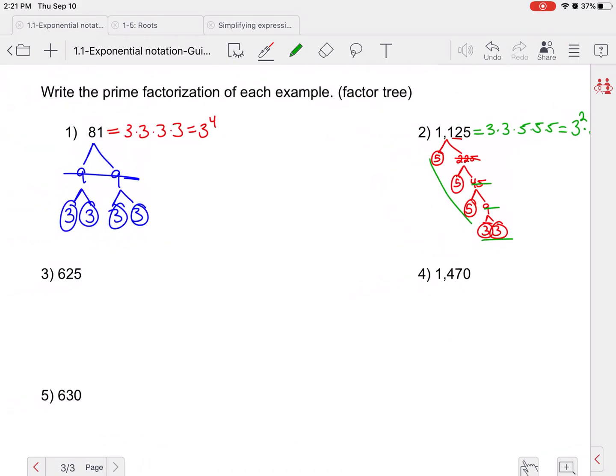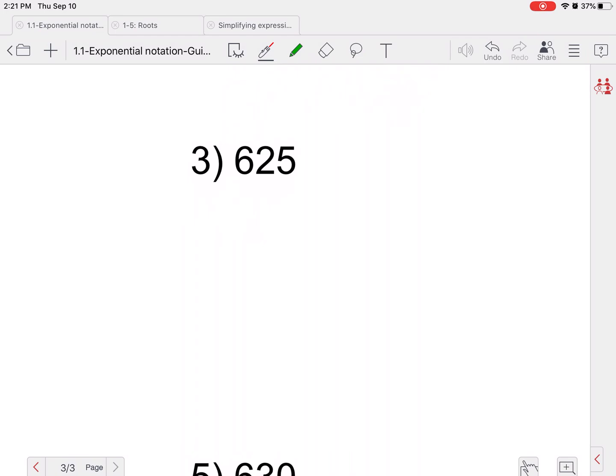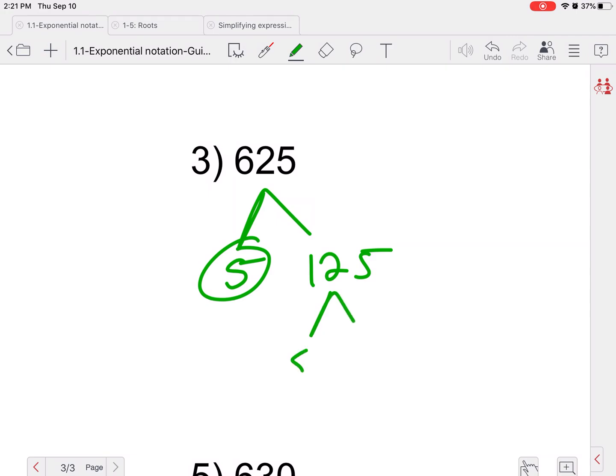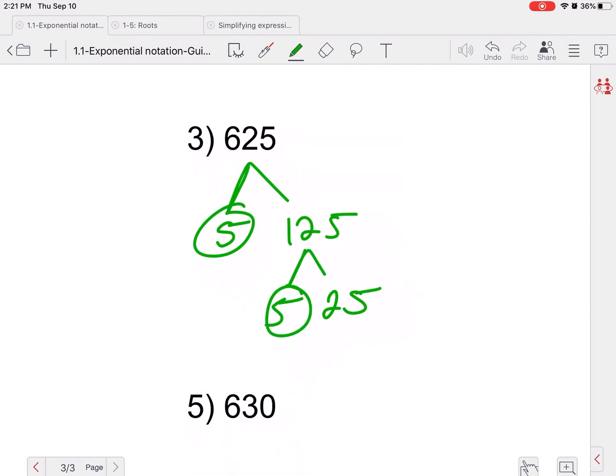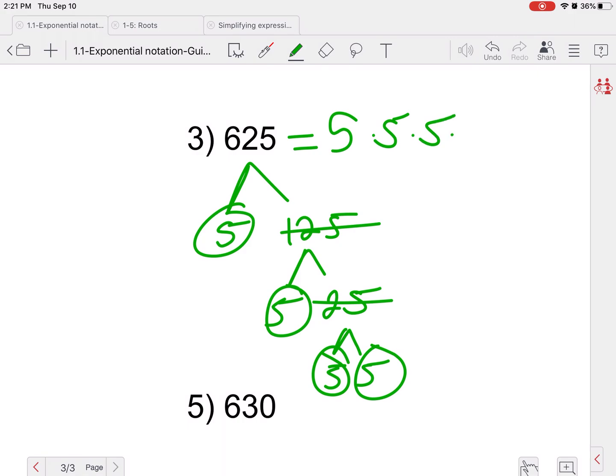Okay, let's try another one here. So 625. Again, I can tell that that's going to be divisible by 5. And 625 divided by 5 is going to be 125. 125 is divisible by 5 and 25, and 5 is prime, and 25 becomes 5 times 5, which again I'm going to circle. And I can ignore 125 and 25, and there are 4 5s. So 5 times 5 times 5 times 5 is equal to 5 to the 4th.